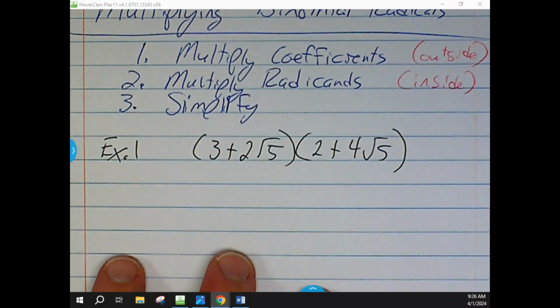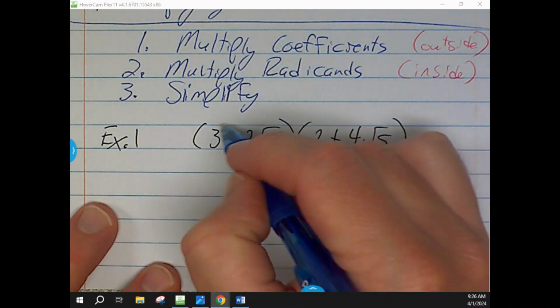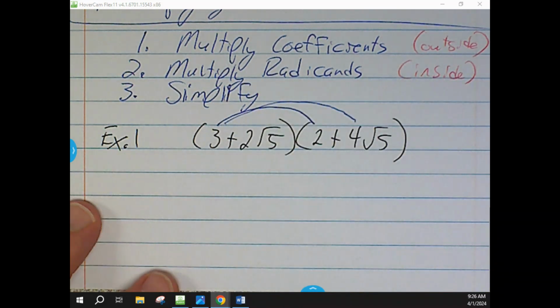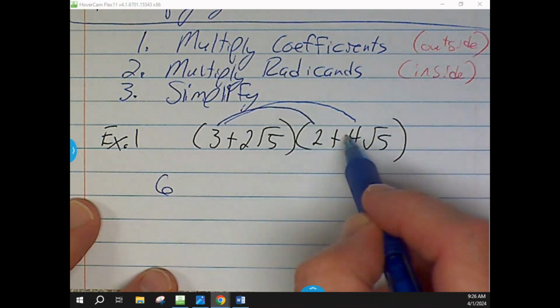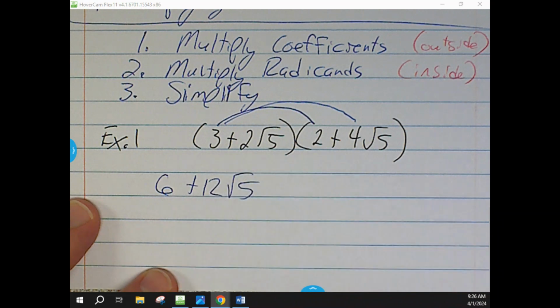So if we're multiplying binomials, it's the FOIL method. I mean, it's not really anything different. It's the same old FOIL method we've been doing. The only difference is this time we've got a few radicals mixed in. Okay, so again, double distributive property is what the FOIL method is. So we're going 3 times 2 and then 3 times 4 square root of 5. So 3 times 2 is 6. 3 times 4 square root of 5 means that's 12 square root of 5.